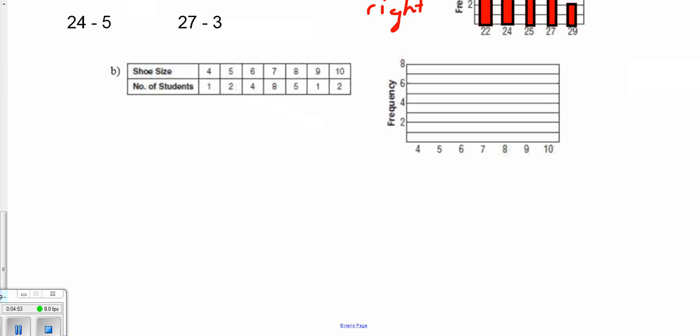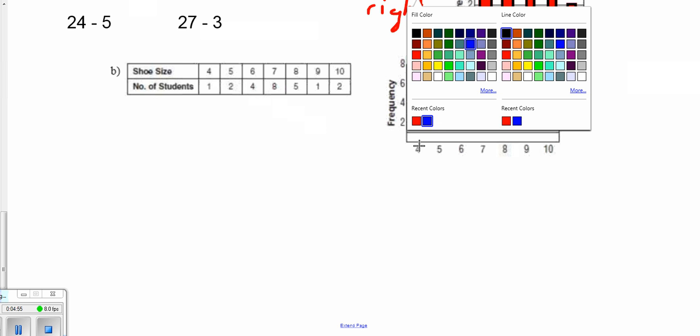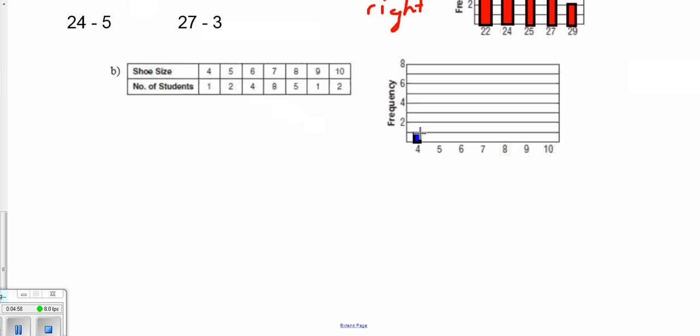So, I'm going to do blue this time. Size 4 only happened once. Size 5 happened twice. Size 6 happened 4 times. Size 7 happened 8 times. Size 8 happened 5 times. Size 9 happened once, and size 10 happened twice.